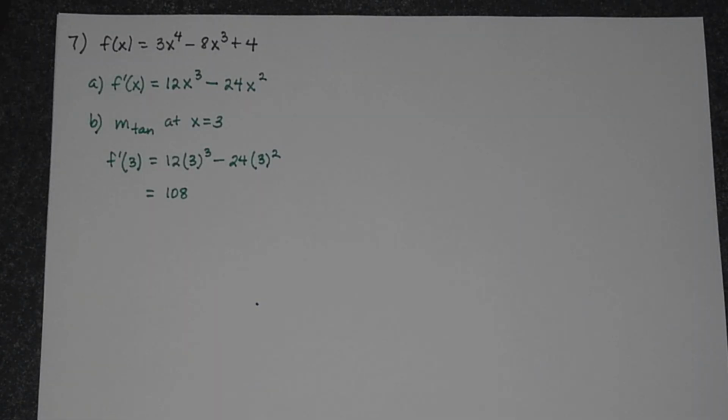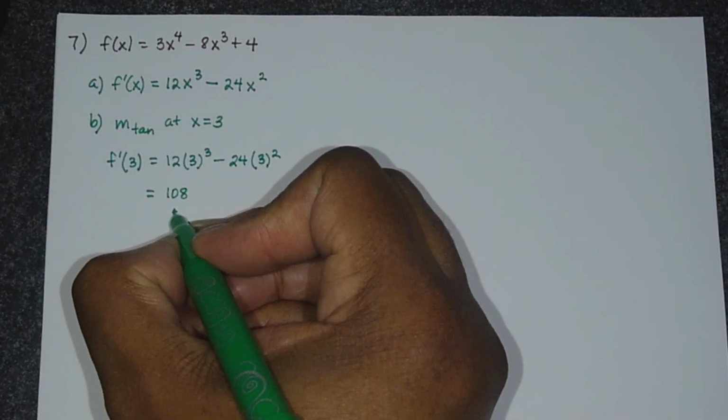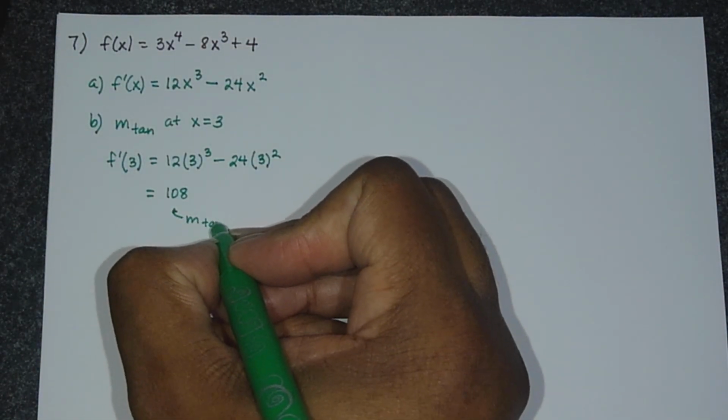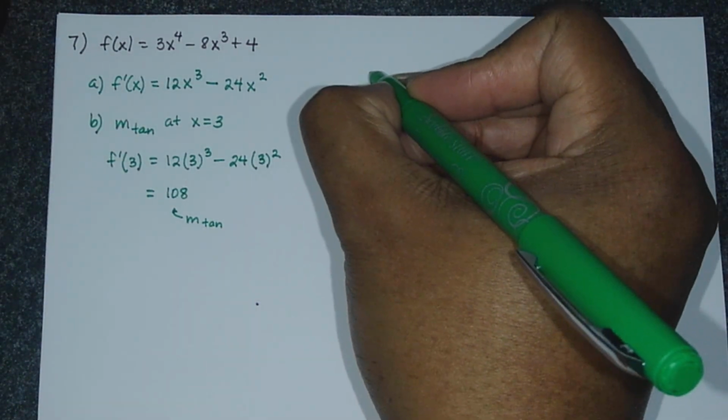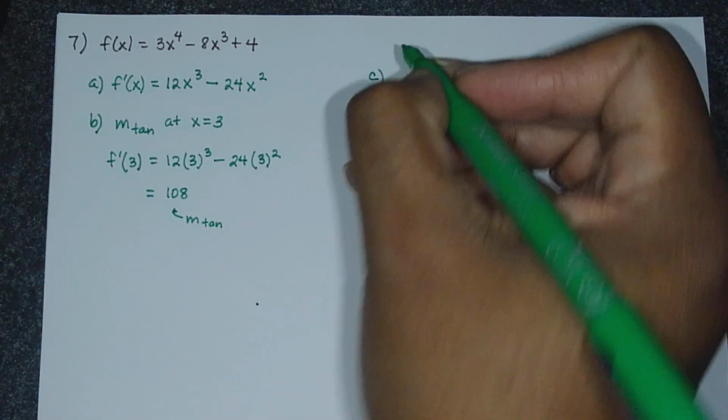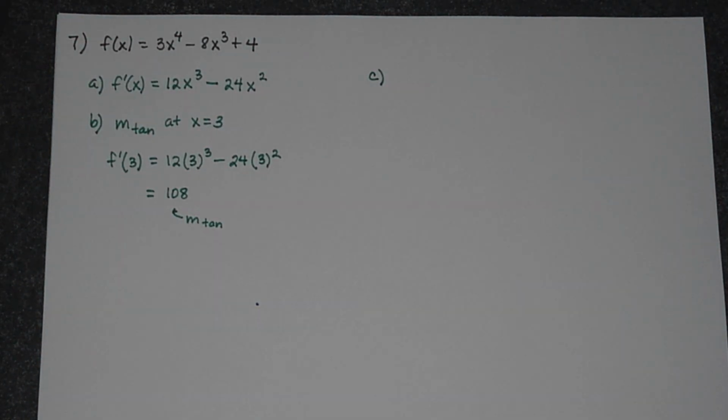That 108 represents the slope of the tangent line. So that's part B. Part C is the equation of the tangent line at x is equal to 3.